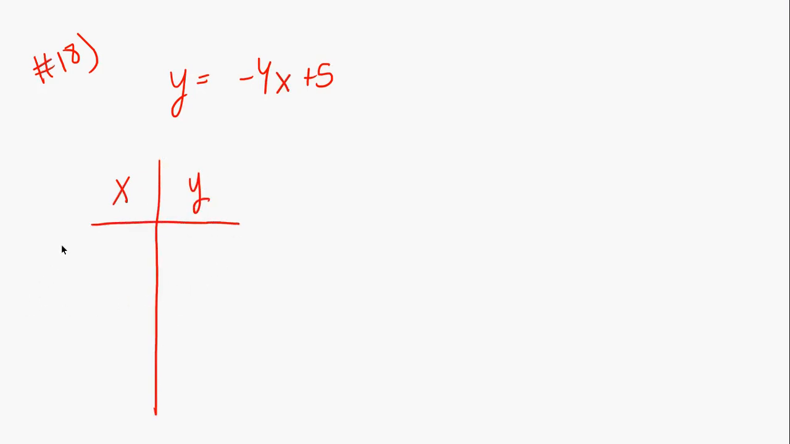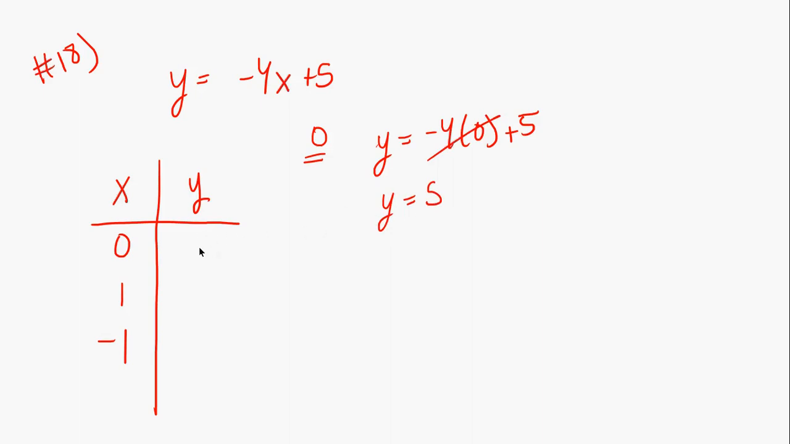All right, number 18. It gives us this equation, and it says complete the table. So this is the table they give us. So we're going to basically plug each of these x's into our x right here. So we would get, for 0, we get y equals -4 times 0 plus 5. -4 times 0 cancels. We get y equals 5. So that goes right here.